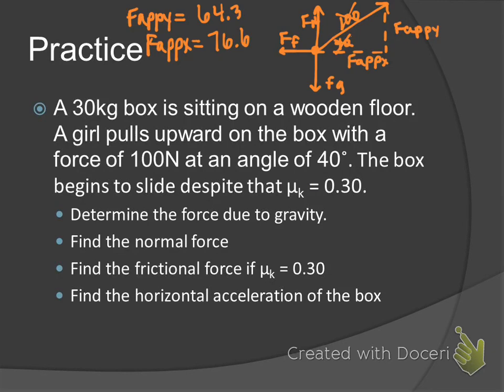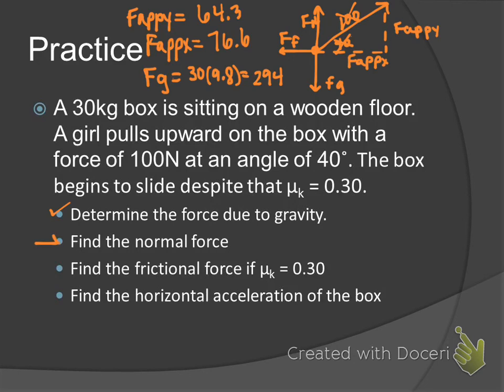Okay, so now let's solve for FG. That's the next thing that we can solve for. And how do we solve for force due to gravity? Mass times gravity. Mass times 9.8. So we took 30 times 9.8, and we get 294. Okay, so we're on our way here. We found the force due to gravity.